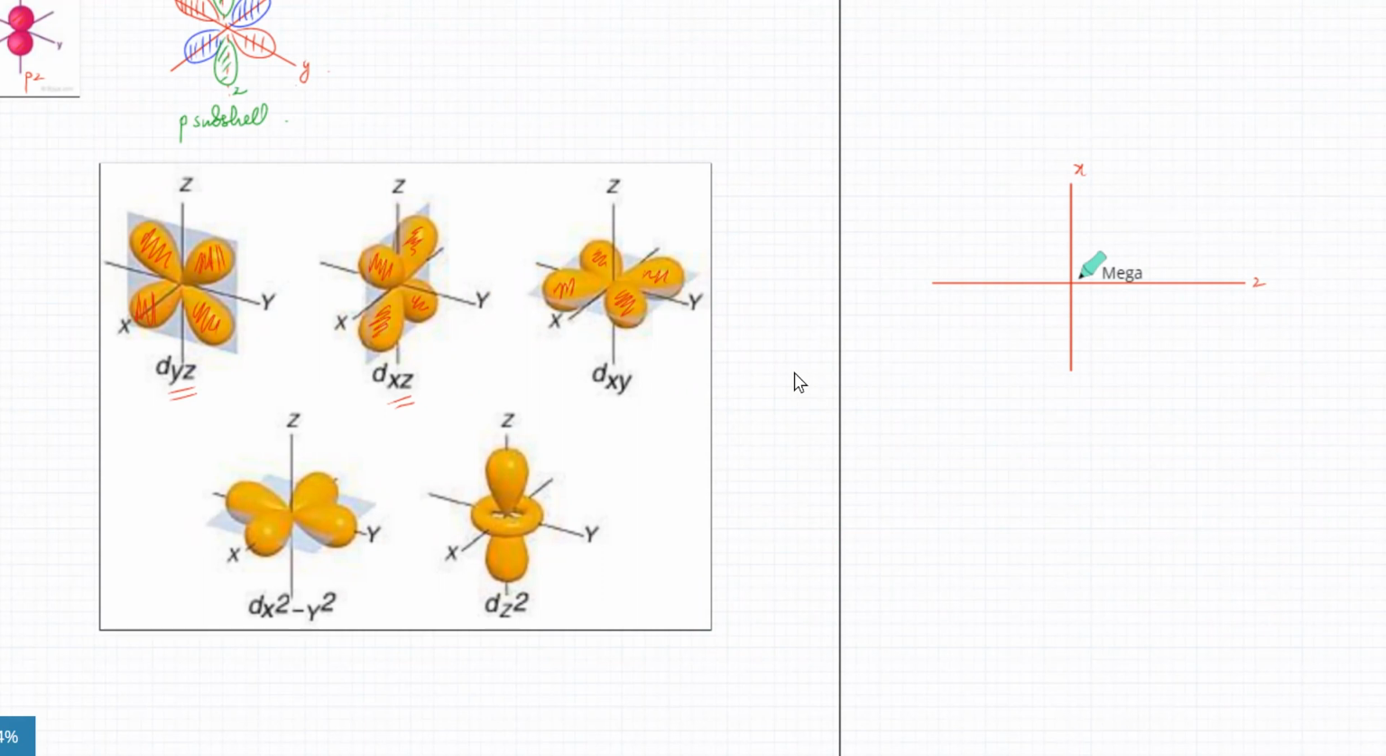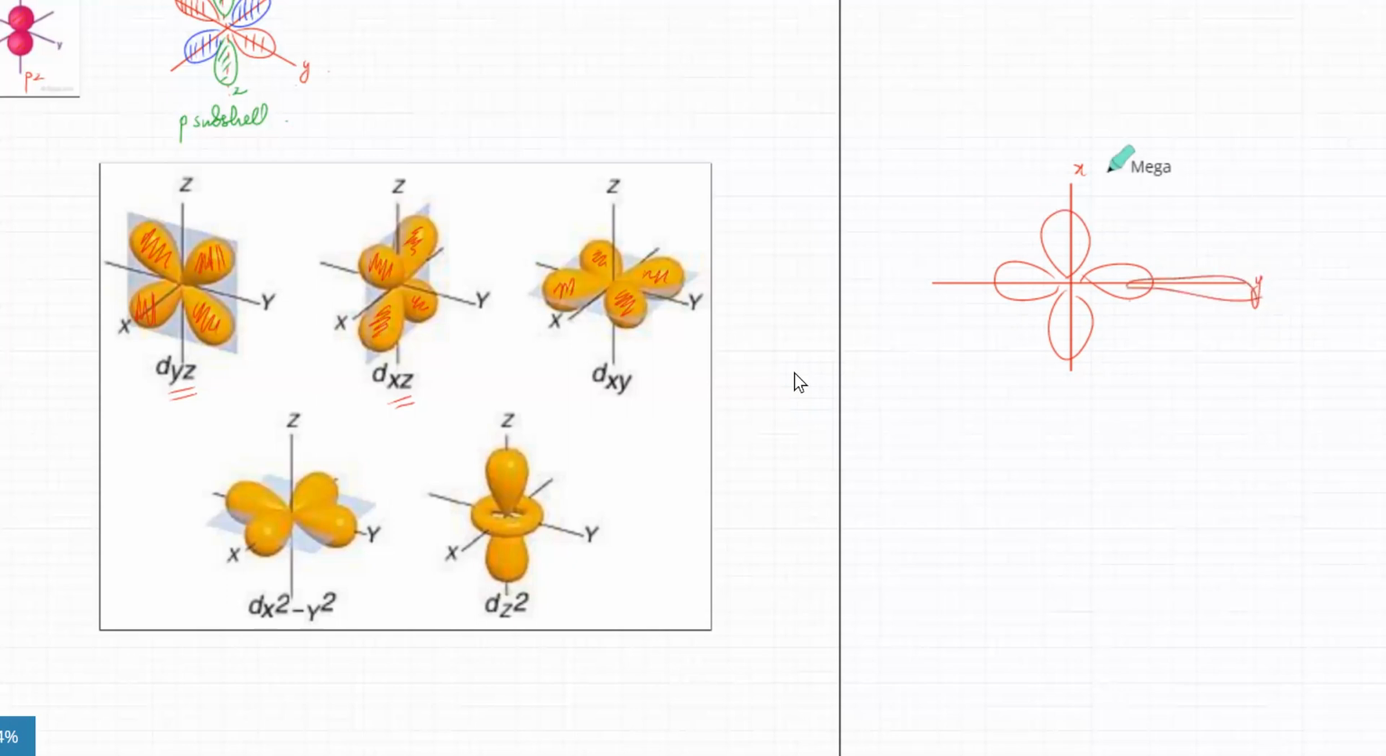axes. If they had asked for a dx square minus y square, then what you could have done was draw the x and y axis, and the electron would be on the x and the y axis. The negative charge would be found on the x and y axis. So for you, most of the questions would be 2-dimensional, not 3-dimensional. Okay. So is this clear? Yes, sir.